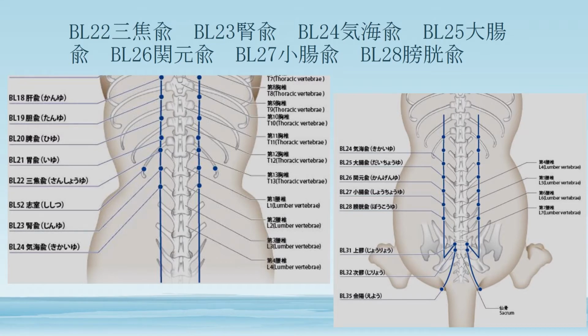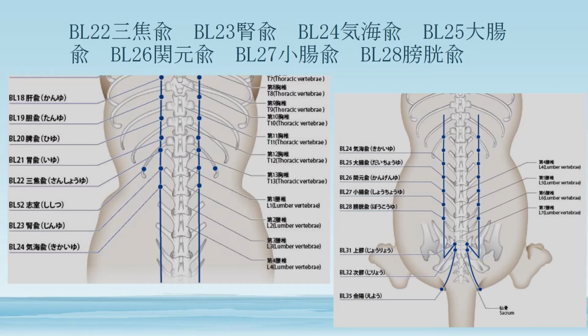At the level of the end of the first lumbar transverse process, 1.5 cm lateral to the dorsal midline is BL22. Next is BL23 at the level of the end of the second lumbar transverse process, 1.5 cm lateral to the dorsal midline, actually the middle point of the longissimus muscle.